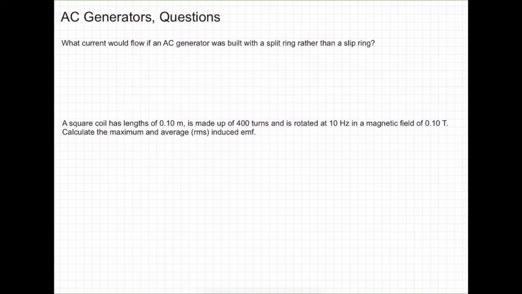Hey everybody! In this video we're going to be doing some questions regarding AC generators. The first question: what current would flow if an AC generator was built with a split ring rather than a slip ring?